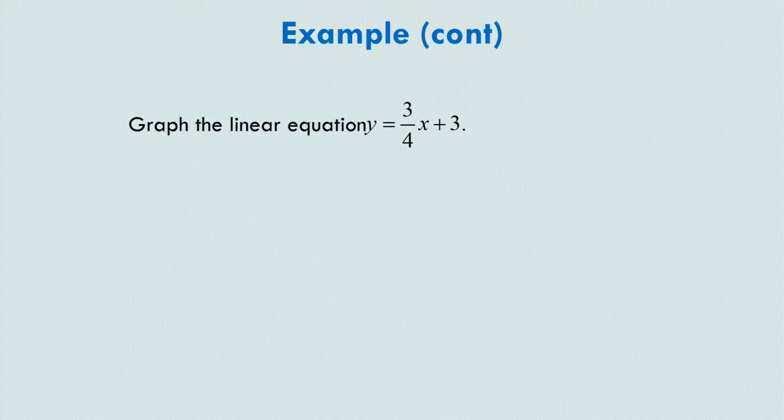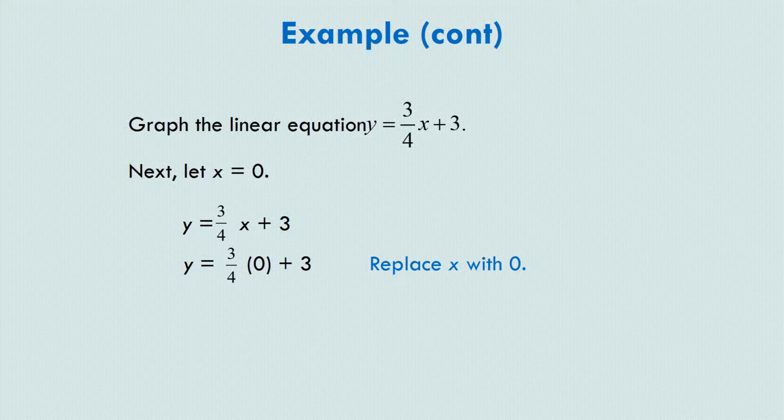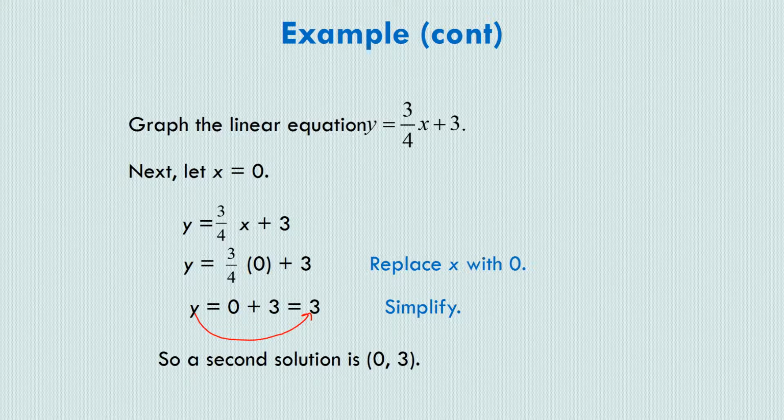So another multiple of 4 would be 0, because 0 is a multiple of everybody. And again, if I can use 0, I'm going to use 0 because 0 is the magical number that makes things disappear when added. So we have 3/4 times 0, which is going to give me 0, and 0 plus 3 is 3, so therefore y equals 3, and my second solution is 0, 3.